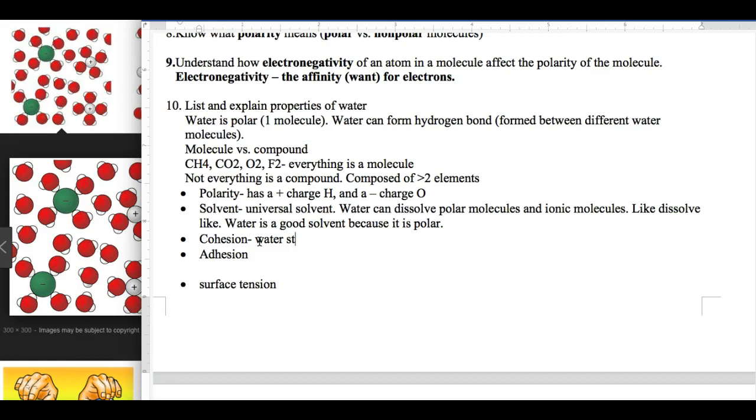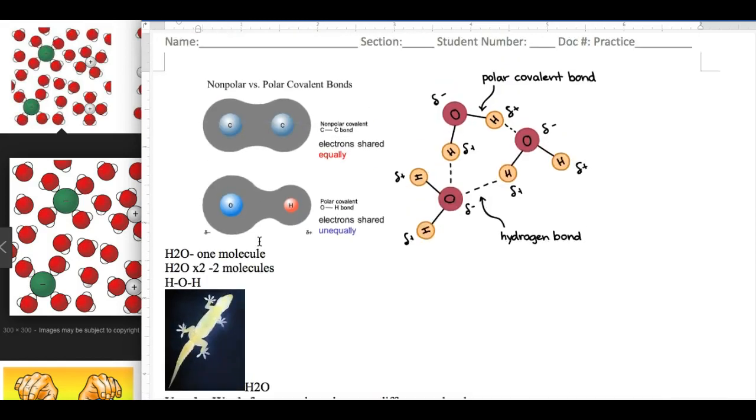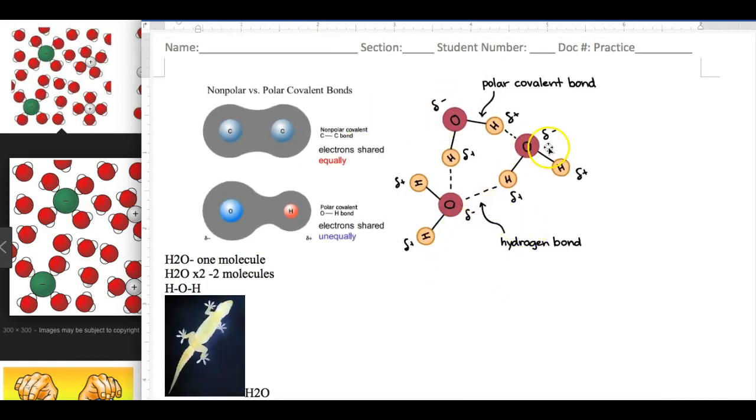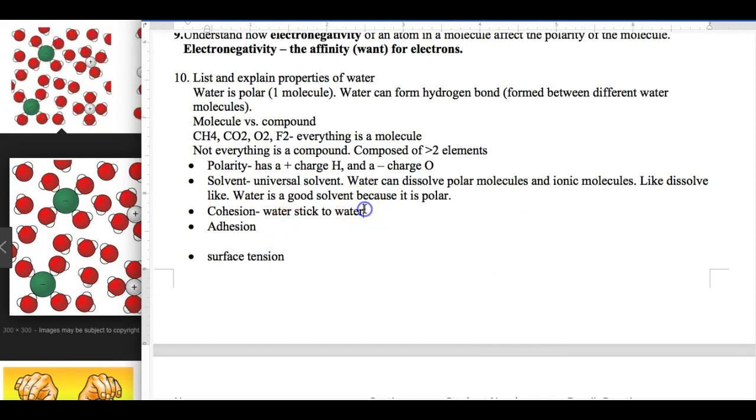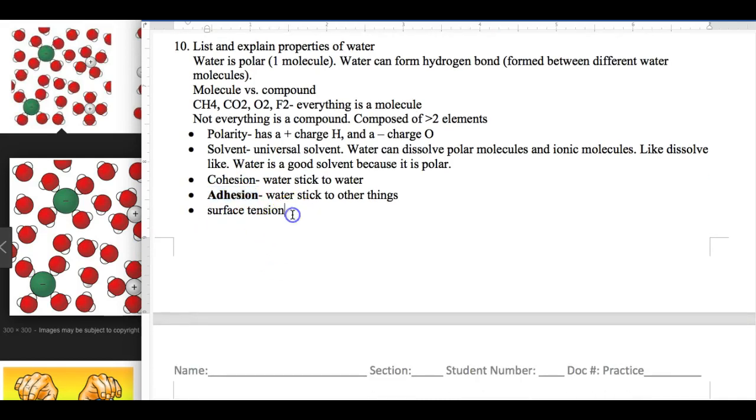Cohesion is water sticking to water. Right here, the hydrogen bonds being formed between one water molecule and another water molecule make cohesion happen. So water sticking to water is cohesion. Adhesion is water sticking to other things. So when you put a droplet of water on your table, the water molecules are sticking to the table, or if you have water molecules on your wall, right? Sometimes it sticks on there for a little while. That happens because of adhesion.